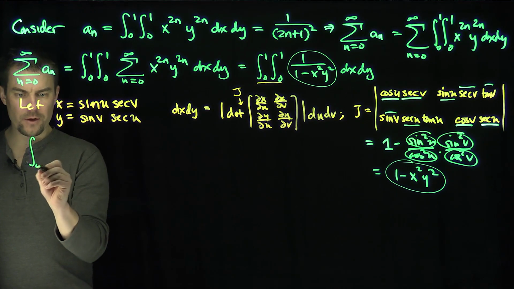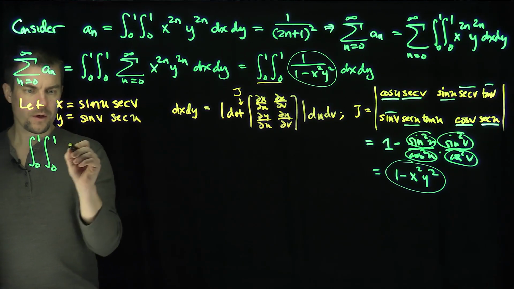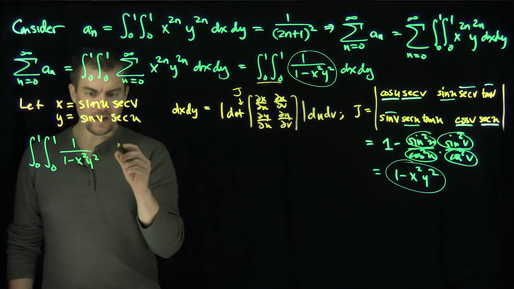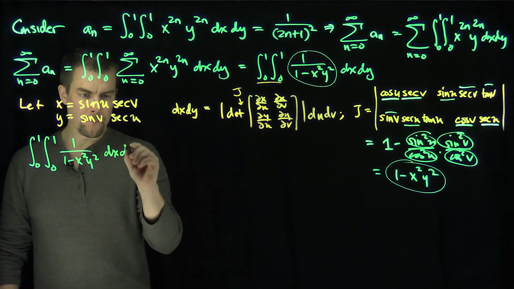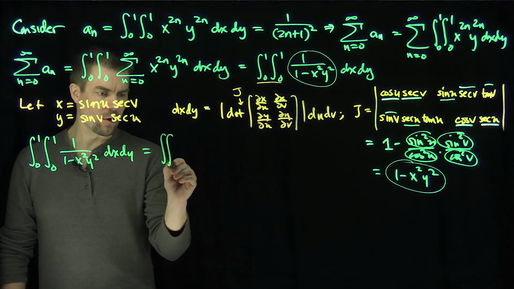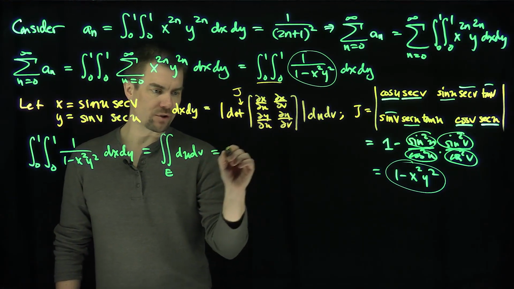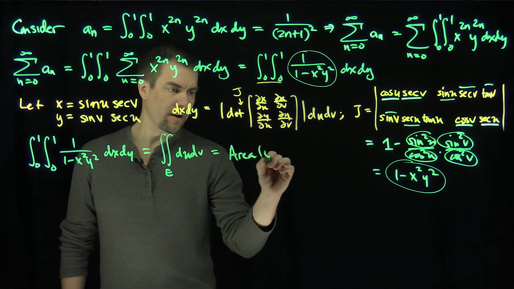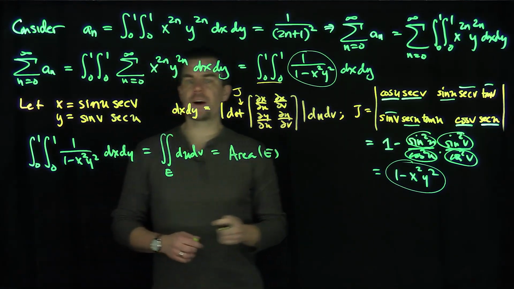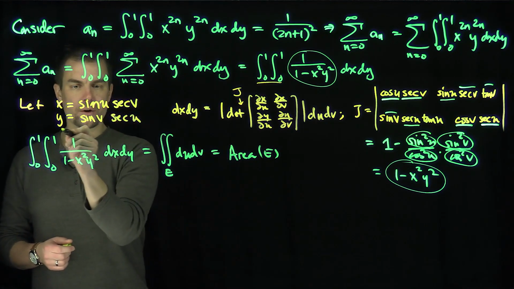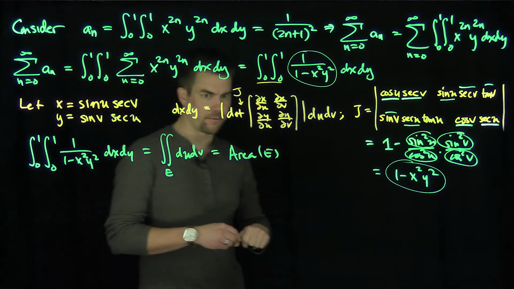Our double integral, the integral from 0 to 1, integral from 0 to 1, of 1 over 1 minus x squared y squared dx dy will turn into the double integral over a region E of just du dv. So then we're going to have just the area of what? The area of E. So I just need to find where the unit square is going to go under this coordinate transformation.